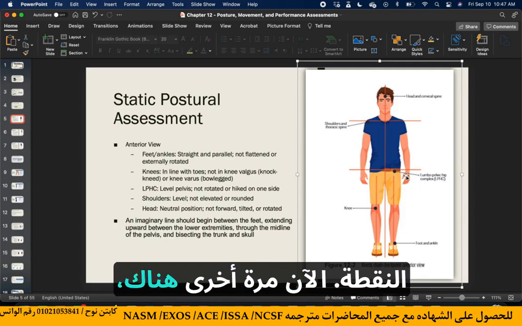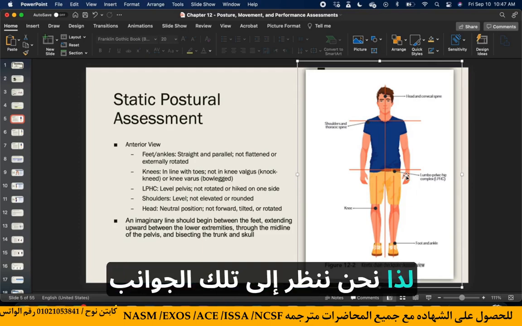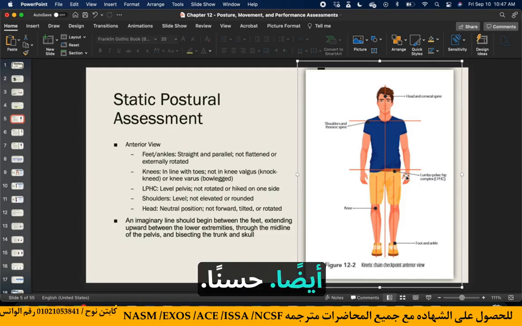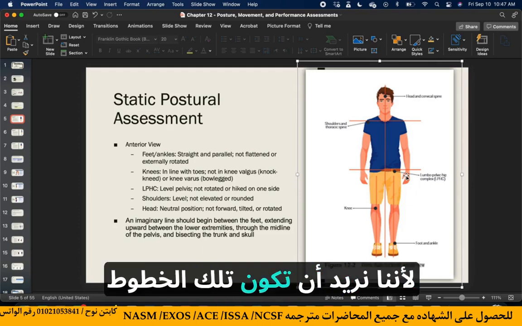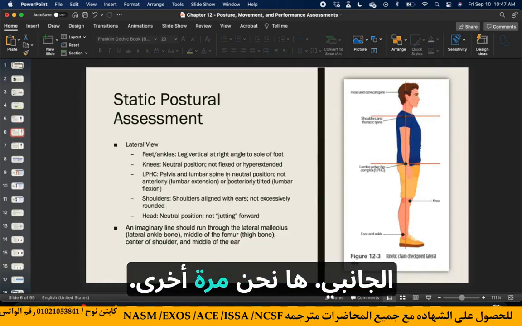Now, again, the anterior view also, straight and parallel for the feet. So we're looking at those aspects as well, all right, because we want those imaginary lines to be where they're shown. From a lateral view, there we go again.